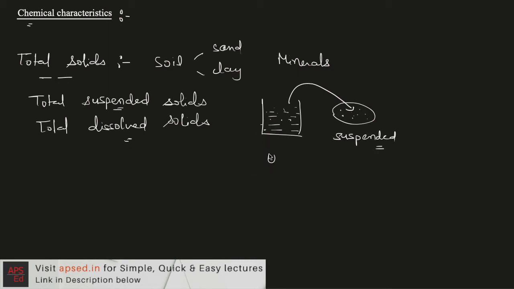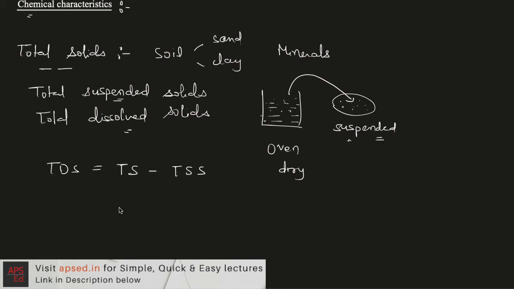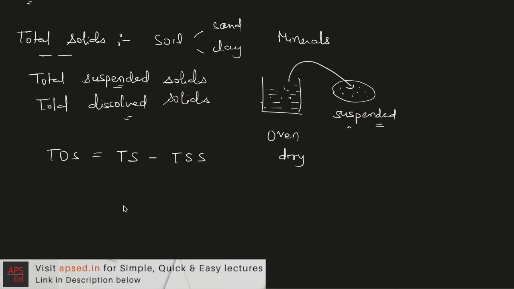And if we want to find out the total solids, again we can take this sample and oven dry this sample. So there will be some solids remaining in this sample, and if we weigh the solids, that will give us the total solids. And using these two readings of suspended solids and total solids, we can find out the total dissolved solids. So total dissolved solids will be total solids minus total suspended solids. The removal of these solids can be achieved by sedimentation and basic filtration methods.